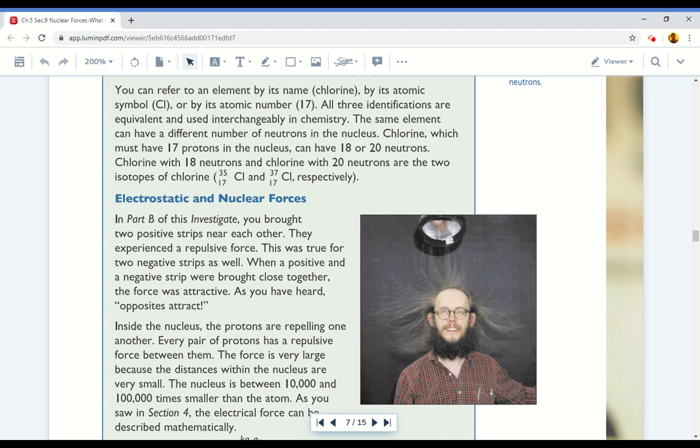The same element can have a different number of neutrons in the nucleus. Chlorine, which must have 17 protons in the nucleus, can have 18 or 20 neutrons. Chlorine with 18 neutrons and chlorine with 20 neutrons are the two isotopes of chlorine.